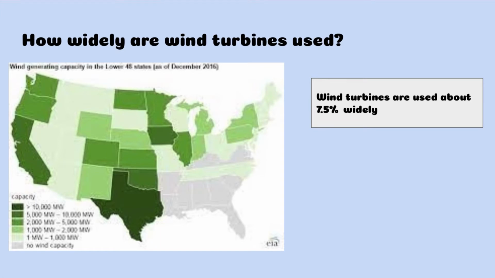So, how widely are wind turbines used? Wind turbines are used widely, and China is the country that uses this technology the most. Some turbines are located in East San Diego and San Gorgonio.